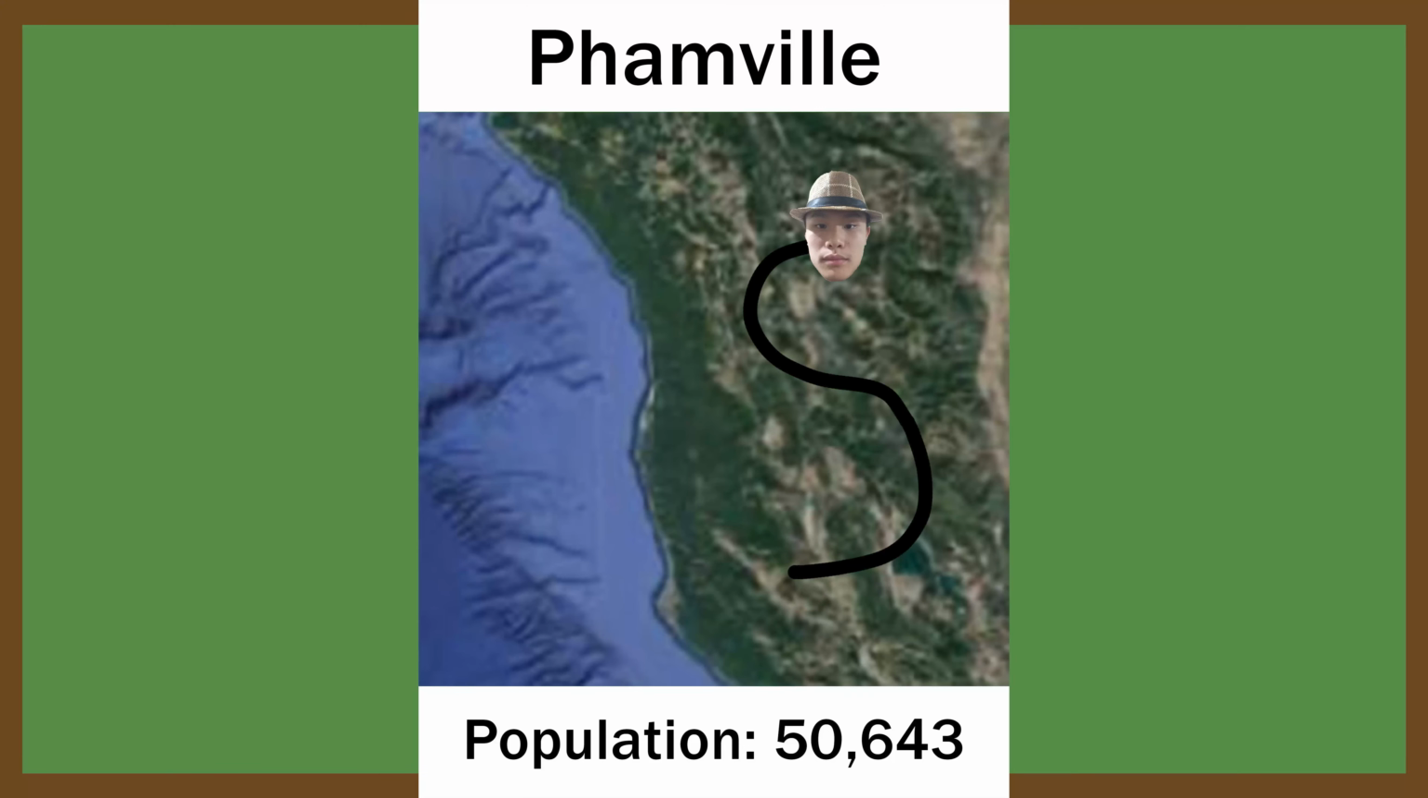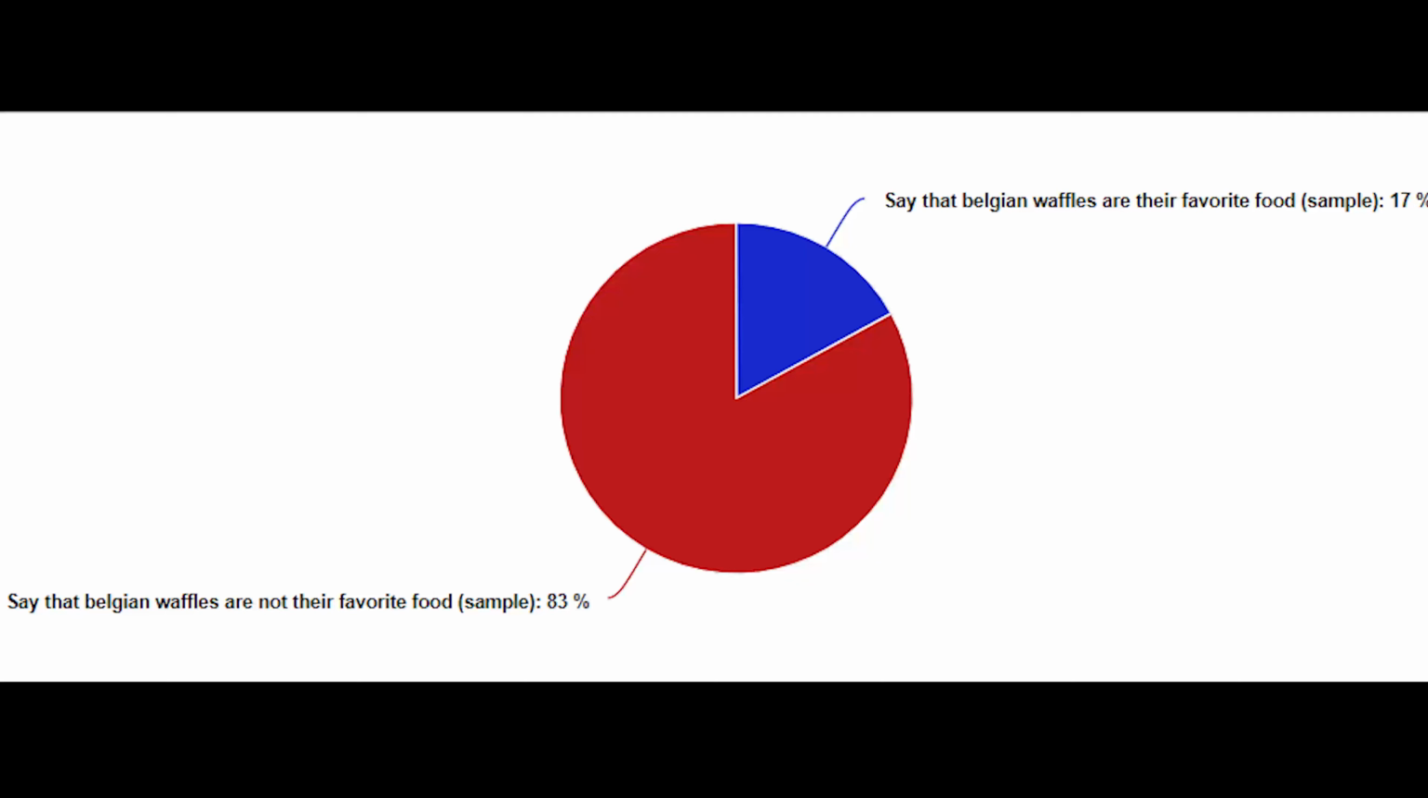Long goes around Phamville and asks 100 random residents if Belgian waffles are their favorite food. He finds that 17 of them say Belgian waffles are their favorite food. So now he has this data and info. What should he do with it?